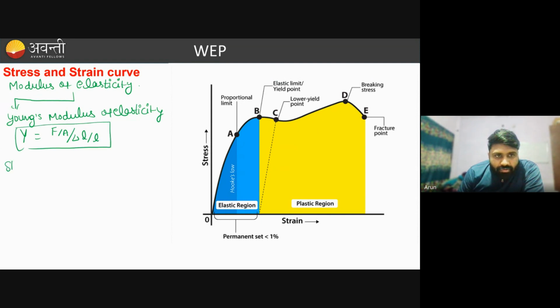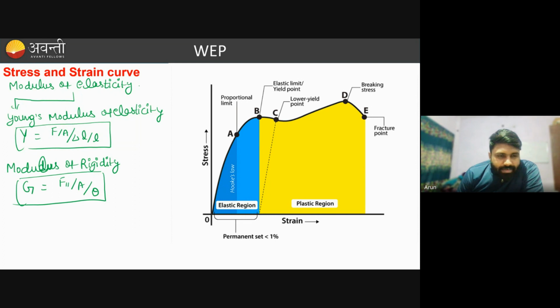Then we have a shear modulus of elasticity, or you can say that modulus of rigidity. It is also termed as modulus of rigidity. Modulus of rigidity is given by G, which is equals to shear stress, which is force parallel per unit area, divided by shear strain, which is theta. Okay.